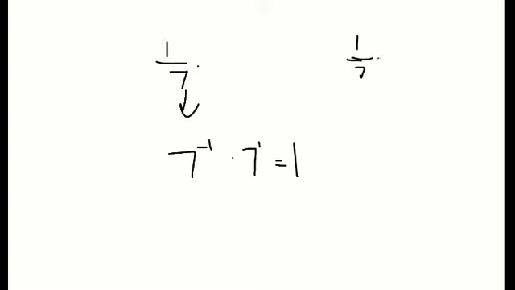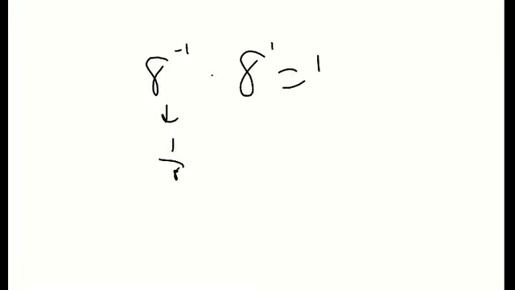And I'm telling you this because when we have stuff like 1/7, we're going to want to first rewrite that into 7 to the negative first, and then multiply that by the inverse, which is going to be 7 to the first, equals 1. So you always want to multiply by the opposite charge, so to speak, of the exponent.